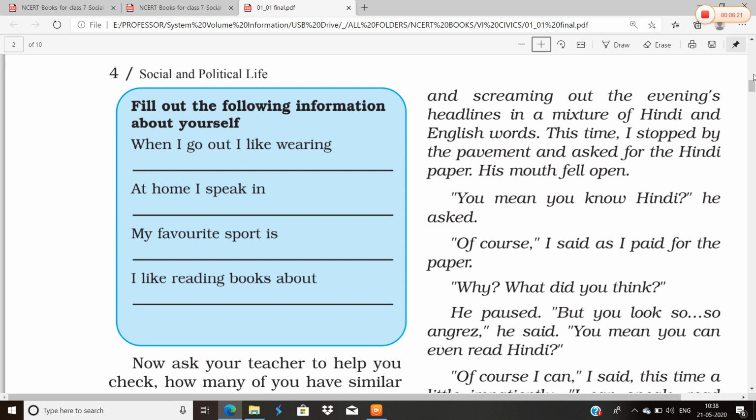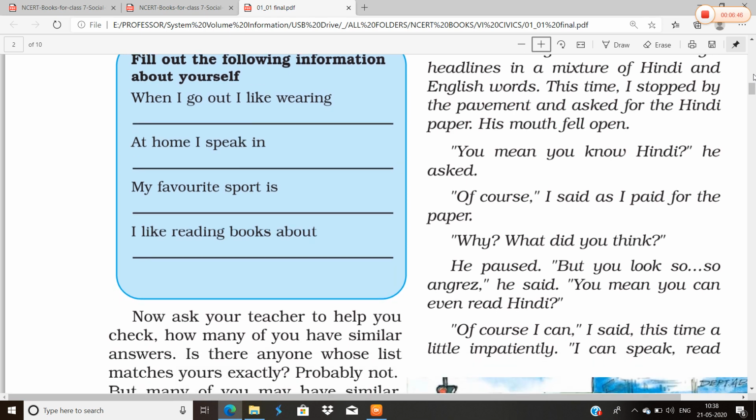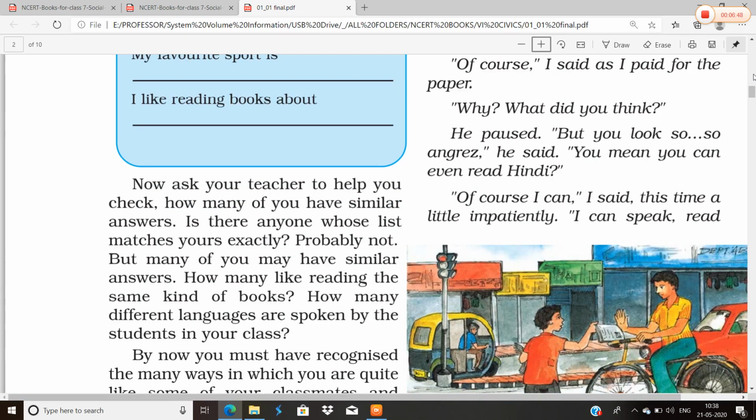The boy who was selling the newspaper said to the other boy that he was looking so English. Samir was so fair that he looked like a foreign type of boy. So he said, "You look so English. You mean you can even read Hindi?" "Of course I can," he replied, yes, I can read Hindi also.